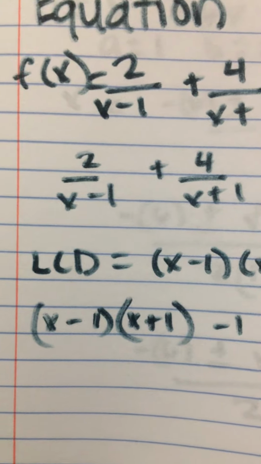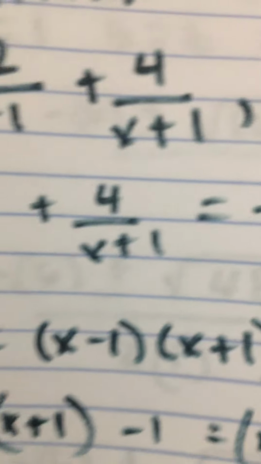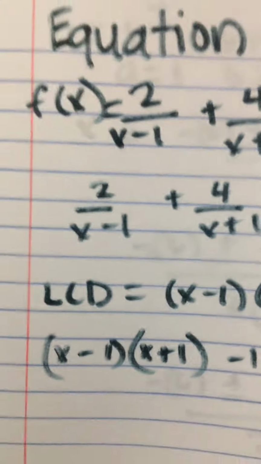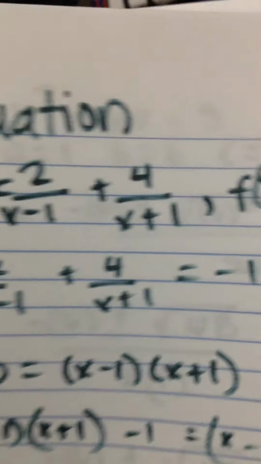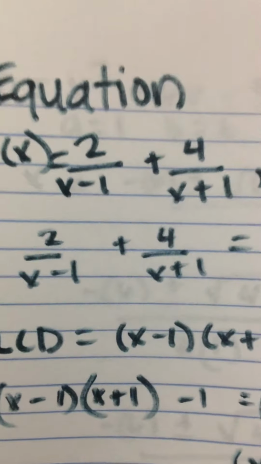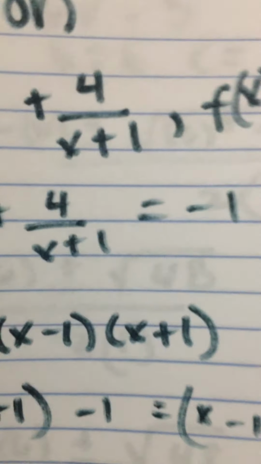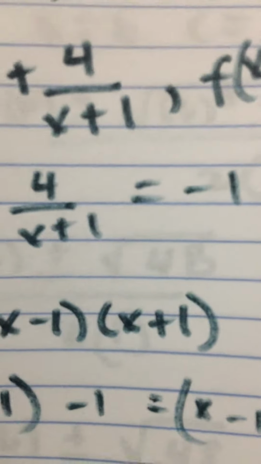So notice that the denominators are already factored. So all we need right now is to find the LCD, which for this equation is x minus 1 times x plus 1.